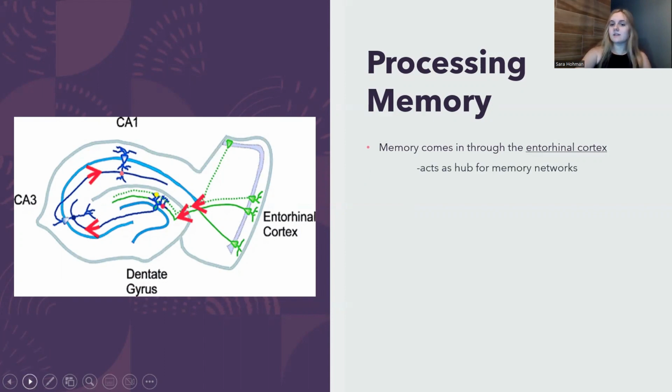The entorhinal cortex acts as a hub for memory networks, so it stores all the information in there. Then a bundle of cells in the entorhinal cortex sends granule cells to the dentate gyrus, and that is pathway number one. So just to refresh, you get a memory, it enters through doorway number one, the entorhinal cortex, and that sends granule cells to the dentate gyrus through pathway number one.